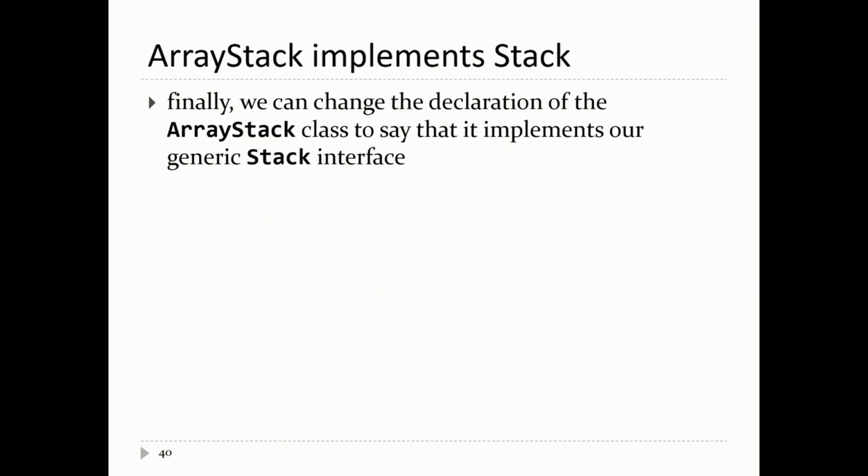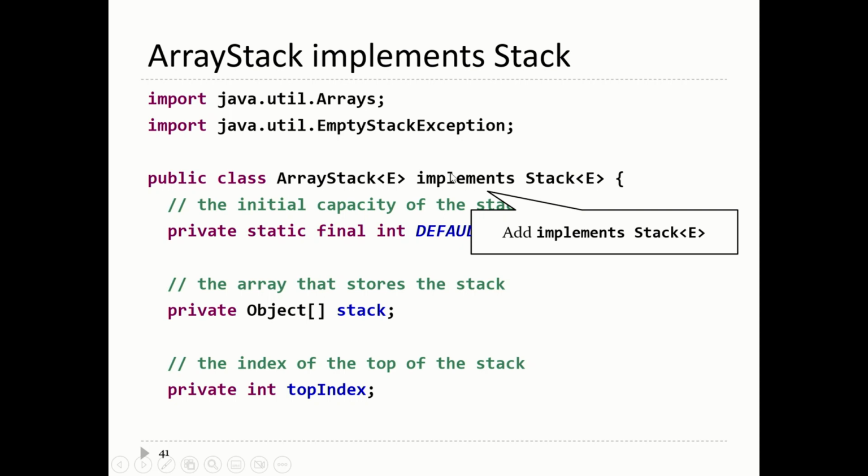Finally, the last thing we need to do is take our original array stack class and say that it implements the stack interface. That's easy to do too. It just implements stack E. And now you're finally done. A fully generic stack with probably, I don't know, 8 or 9 changes, and they're all small changes to the code.